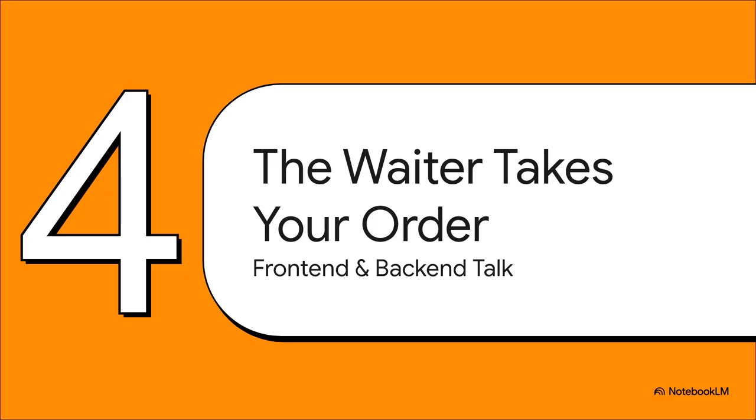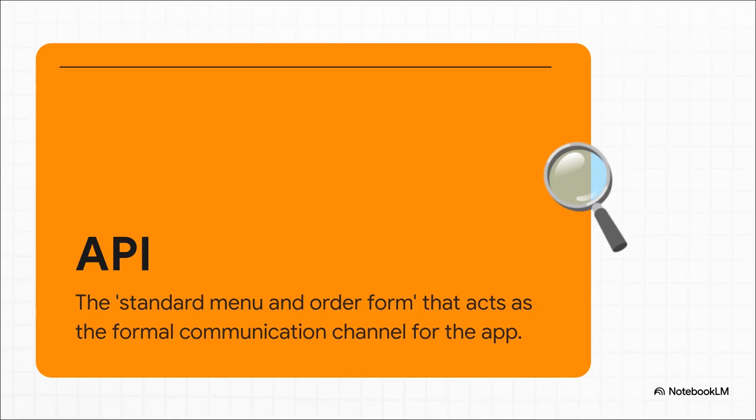Okay, so let's recap. We have this beautiful dining hall, our front end. And we have this super busy, super powerful kitchen, our back end. So, how do they talk to each other? How does your order get from your table all the way to the chef without turning into complete chaos? Well, they communicate using something called an API. That stands for Application Programming Interface. In our restaurant, the API is the waiter. Simple as that. It's the official, formal communication channel.